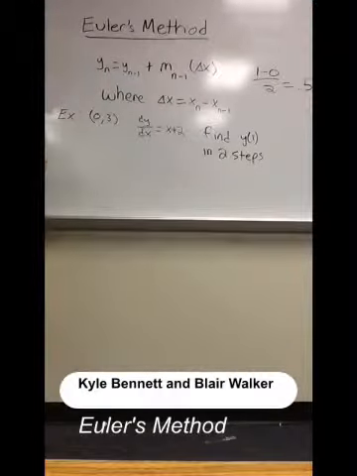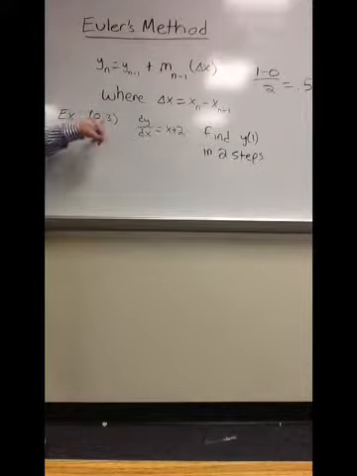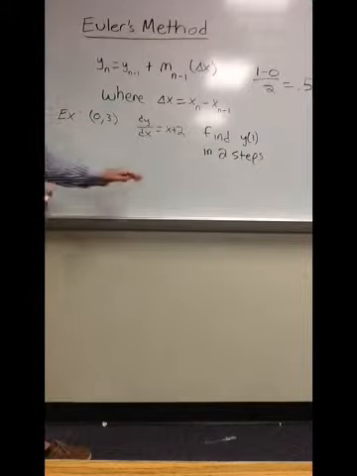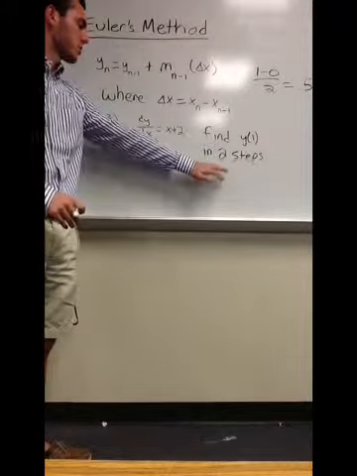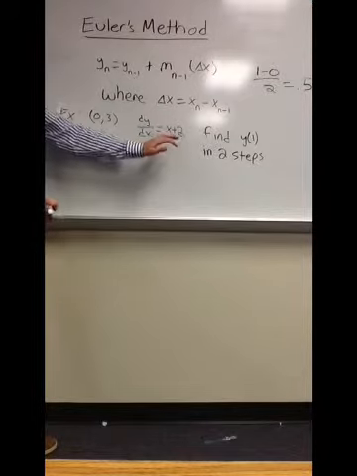Okay, today we're going to be learning about Euler's method. Essentially, you're given a point, in this example it's (0, 3), and you're trying to approximate y of 1 in 2 steps, and you're given the differential equation dy/dx equals x plus 2.